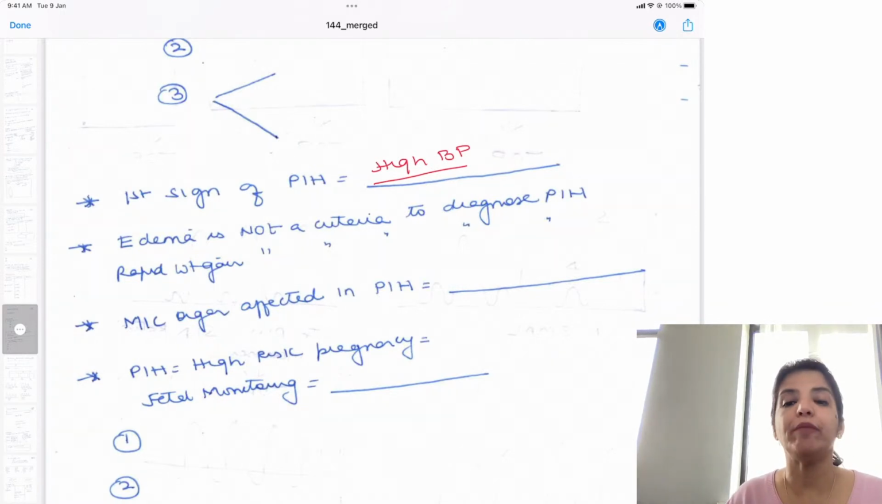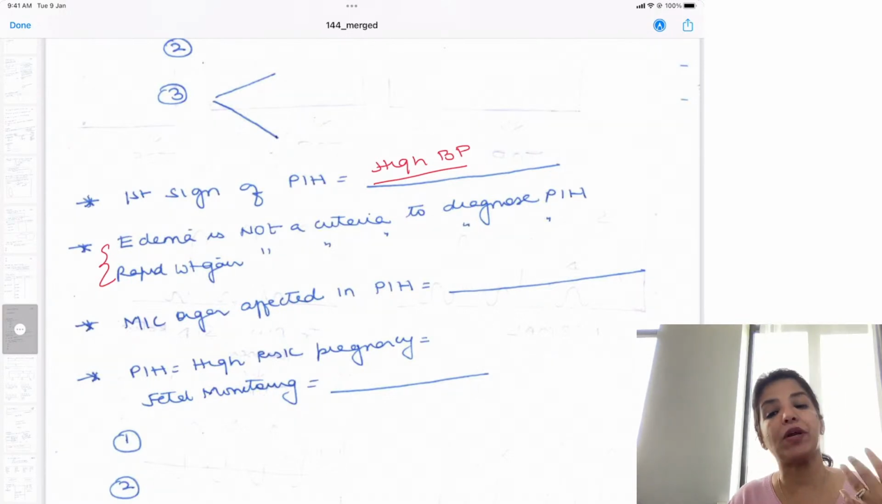Now, although in PIH, just now I explained to you that there will be edema, and because of edema there will be rapid weight gain, but edema and rapid weight gain are not criteria to diagnose PIH, right? So edema and rapid weight gain are not criteria to diagnose PIH. Clear to all of you? Edema will be found, rapid weight gain will be found, but they are not criteria to diagnose PIH.